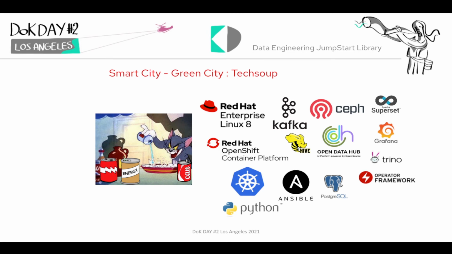What you're going to see here is we have solved this using multiple different open source technologies like Kafka, Ceph, Superset, Open Data Hub, obviously Kubernetes, because this is all deployed on Kubernetes and OpenShift, and using Ansible and Trino, etc. So I call this the smart city green city tech soup. In the next coming slides and my demo, you're going to see how these multiple technologies are working together and making sure the data is all on Kubernetes.